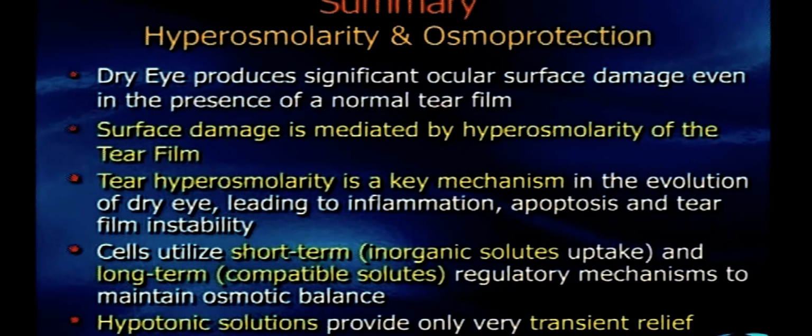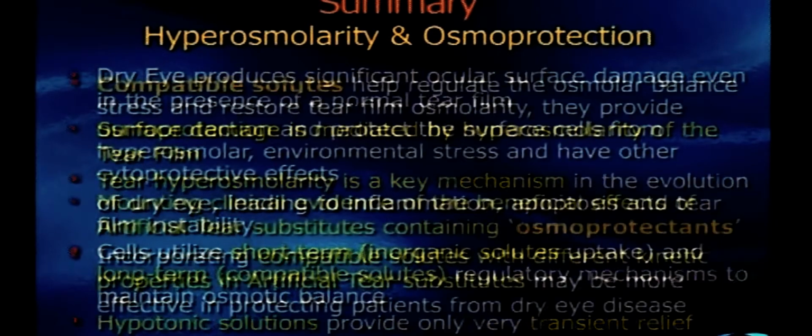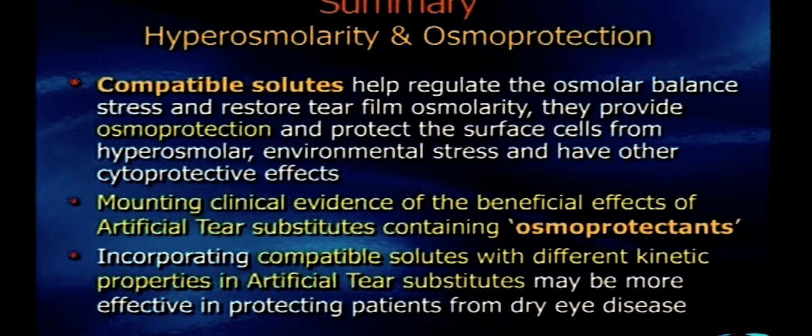To summarize, dry eye produces significant ocular surface damage which is mediated by hyperosmolarity, and which is one of the key mechanisms in the evolution of dry eye. And cells ordinarily use short-term inorganic solutes and long-term compatible solute regulatory environments. Hypotonic solutions provide only very transient relief. Compatible solutes help regulate the osmolar balance and provide osmoprotection, and there is mounting clinical evidence of the beneficial effect of all of these. And incorporating compatible solutes with different kinetic properties may be more effective in protecting patients from dry eye.